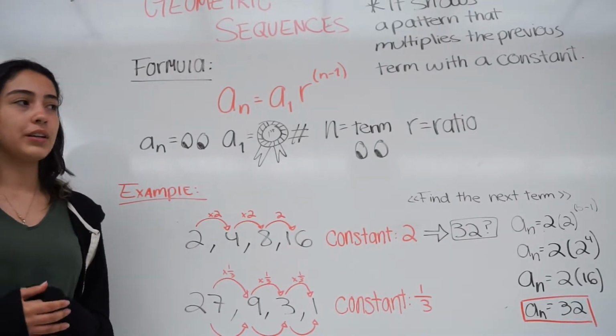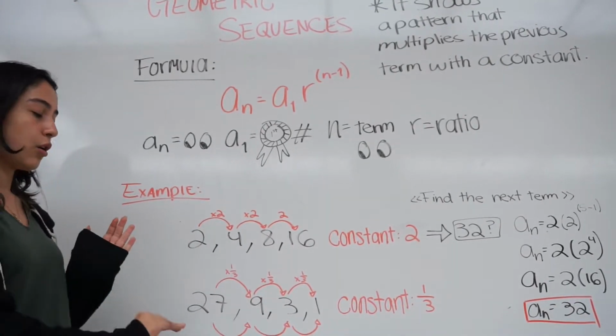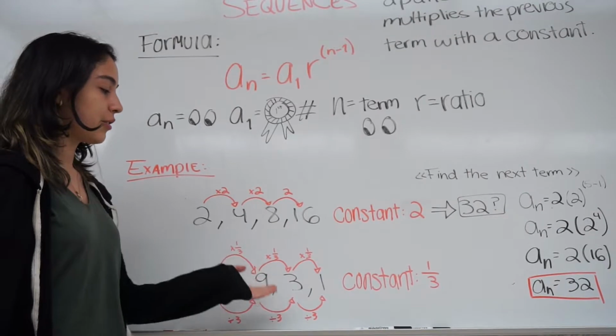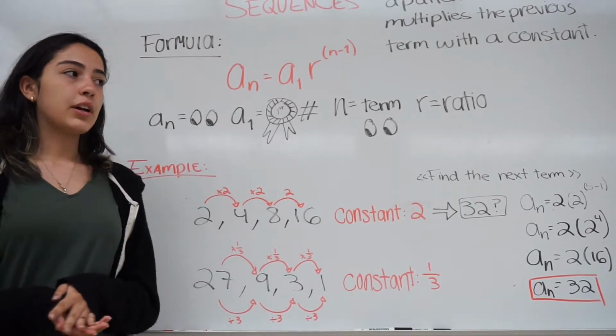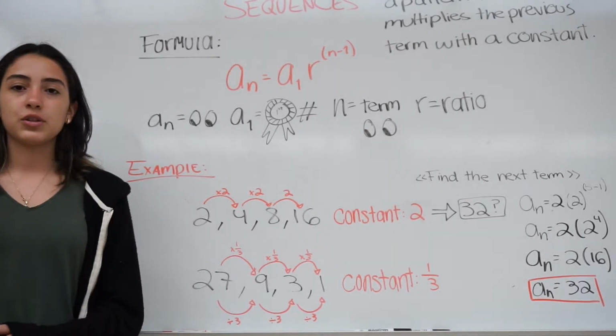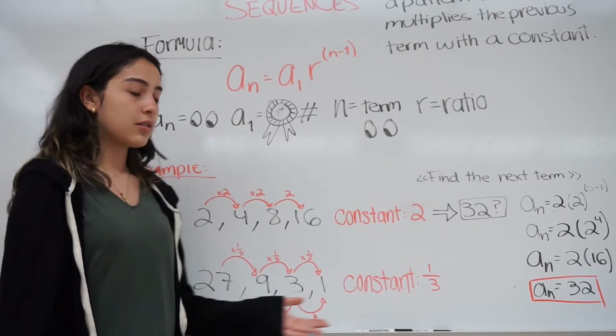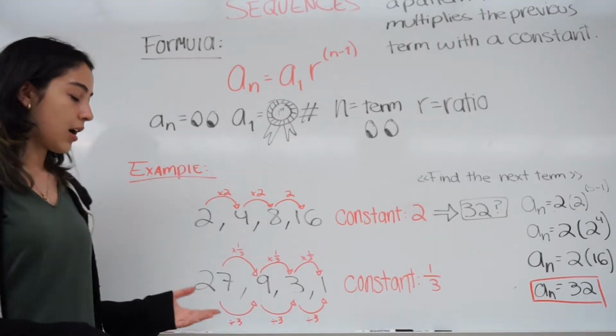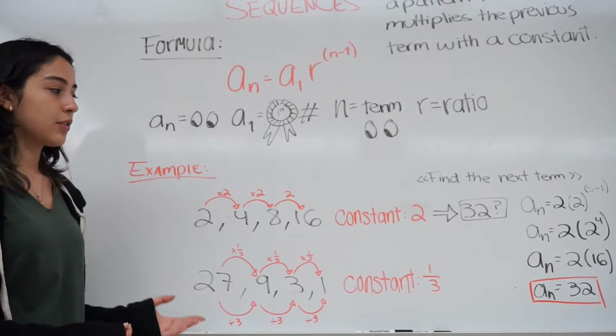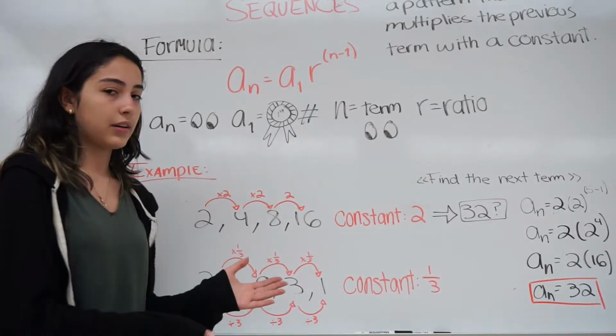But what happens when it goes lower, in this case 27, 9, 3, and 1? You can say it divides by 3, but the correct way to say it is that the ratio is 1/3. So if you multiply 27 times 1/3, it will give you the same as if you divide it by 3. So the correct answer is 1/3, the constant.